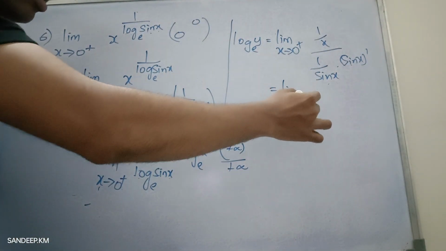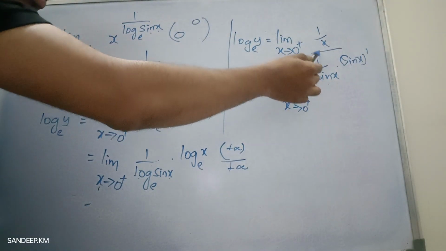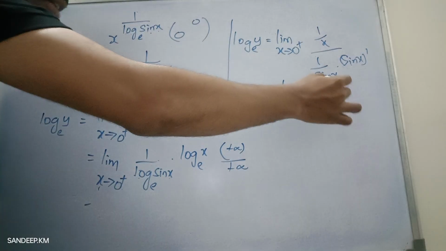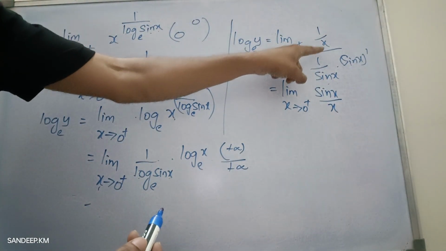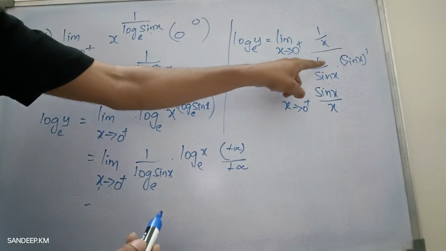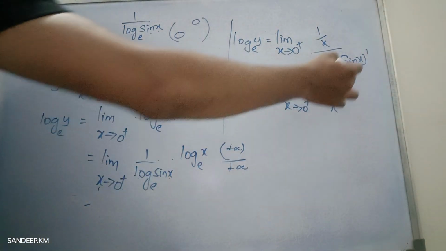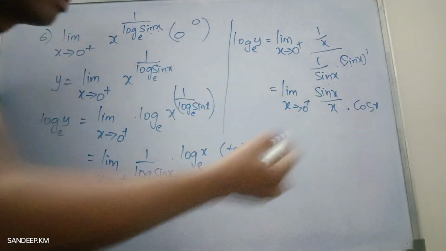Limit x approaches 0 plus 1 by x divided by 1 by sin x. Sin x will go to the numerator now. So you'll get sin x by x. Correct or not? 1 by x, and when division becomes multiplication, it becomes sin x by 1. I hope you understood this. And in denominator, we also have sin x derivative, which is cos x.